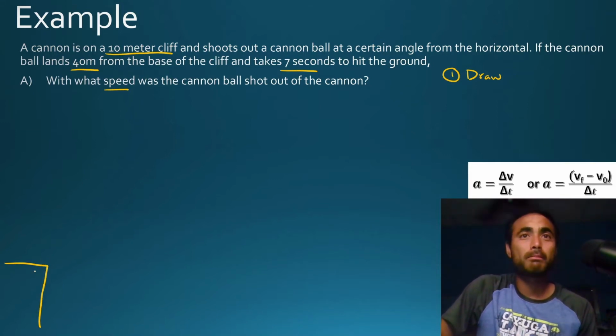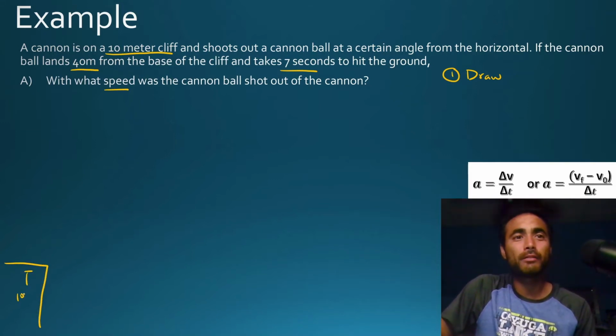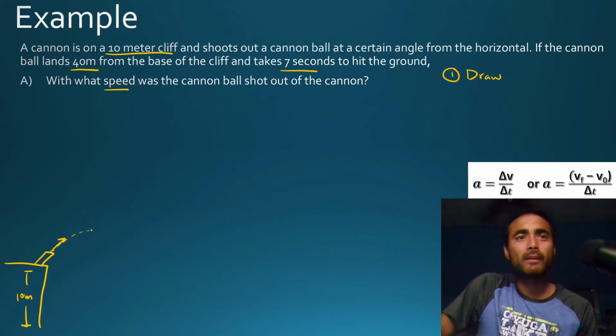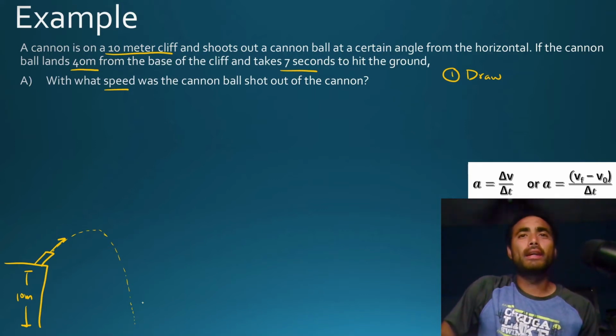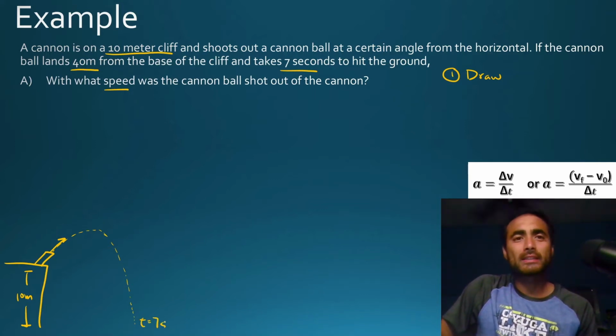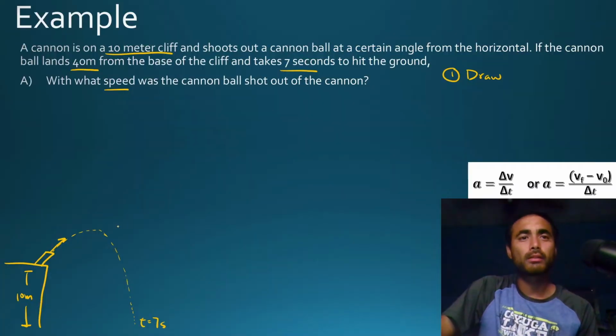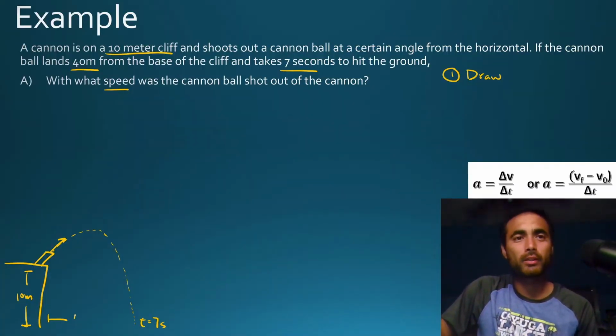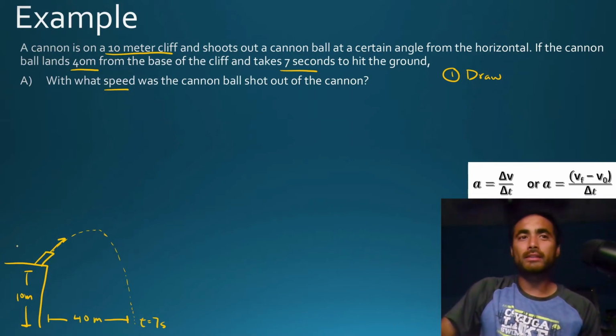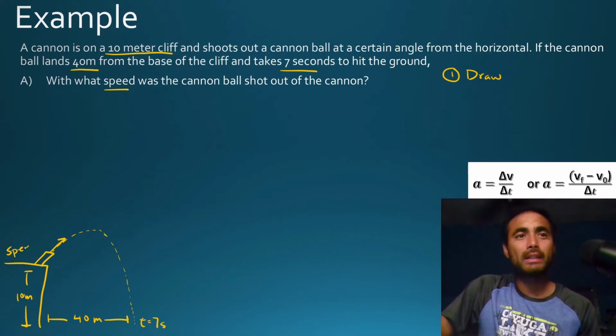Let's see, we have a 10-meter cliff. Yes, 10-meter cliff. And we have a cannon here. Shoots out a cannonball at a certain angle. Draw it like this. It takes a time of 7 seconds to hit the ground. Let's see, it hits the ground. Sorry about that. We get 40 meters from the base of the cliff. Anything else? And we're trying to figure out what speed the cannonball comes out at.